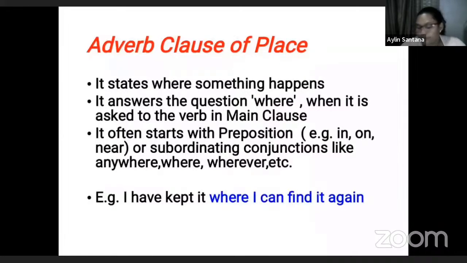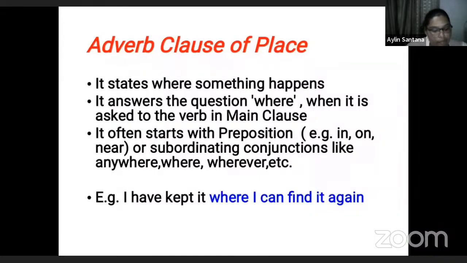So in this sentence, I have kept it is a main clause, and where I can find it again, it's a subordinate clause. So when we ask a question with where to the verb in the main clause, we will get an adverb clause of place. For example, I have kept it. So here the verb is kept. So where did I keep that? Where I can find it again, that's my answer. So this is the adverb clause of place, which states where something happened.